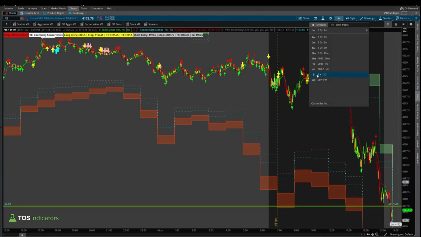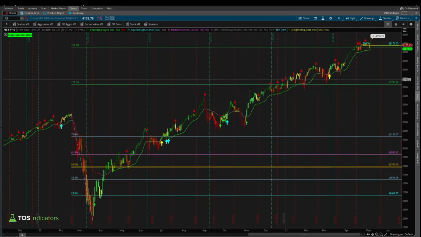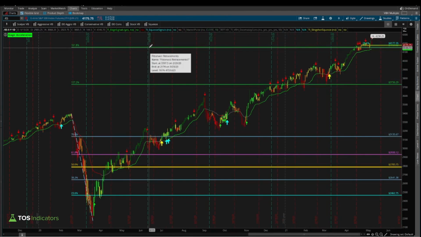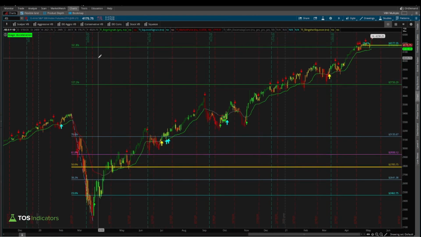Now, one quick thing to call out here for those that haven't seen the previous video: on the broader daily time frame chart, we are hovering near that 1618, which is what we're thinking will act as a magnet.